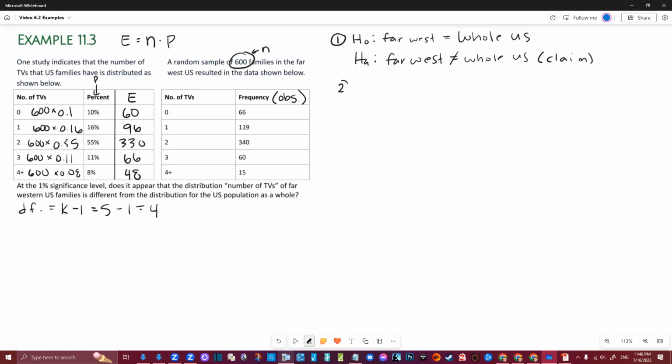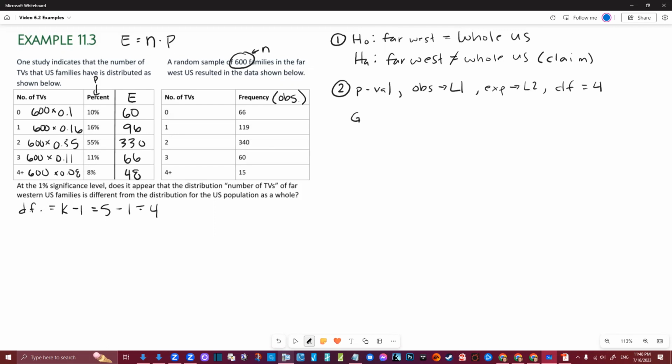All right, step 2, we're finding our p-value. So I'm going to do the same thing I did before. I'm going to put my observed into list 1, and I'm going to put my expected into list 2, and I know that my degrees of freedom is 4.